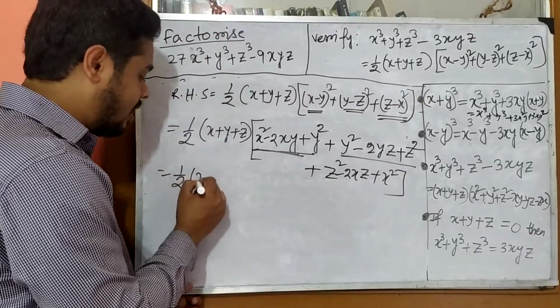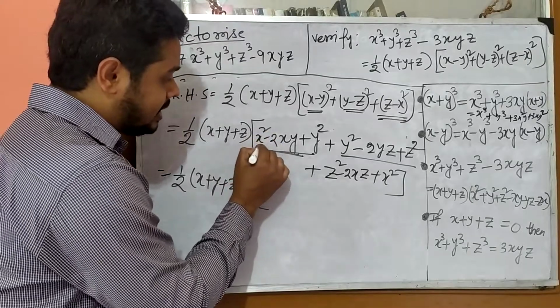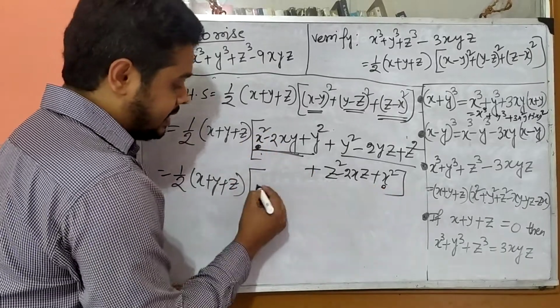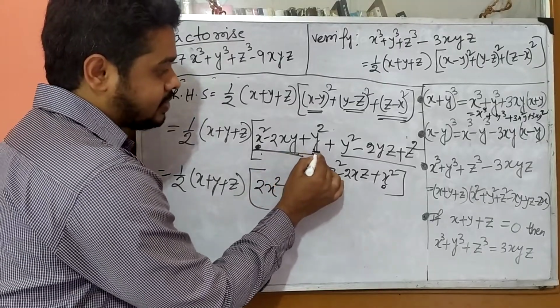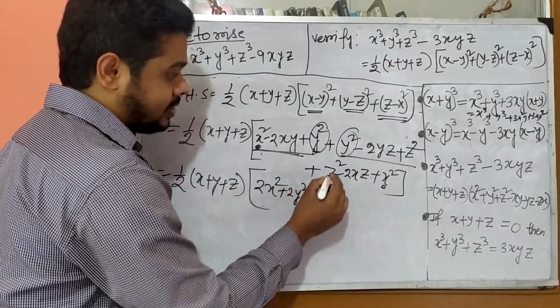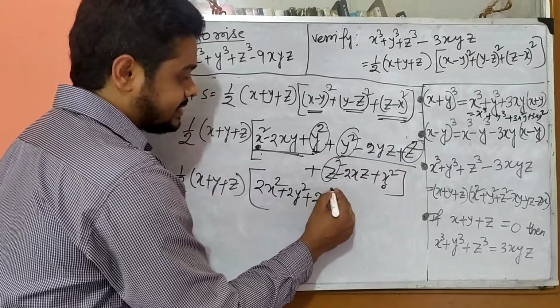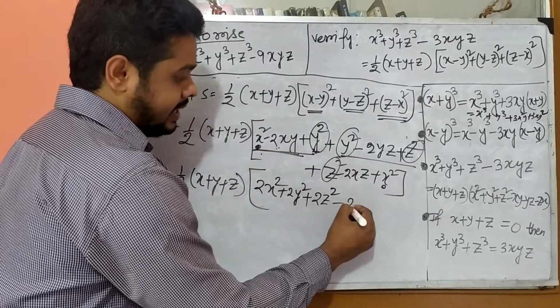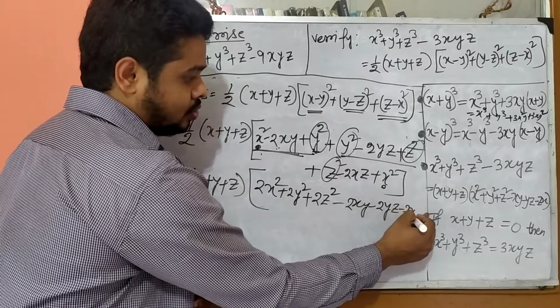Then half of x plus y plus z. How many x square are there? This one. That means 2x square. After that, how many y square are there? This one. That means 2y square. How many z square are there? 2. That means 2z square. After that, this one, minus 2xy minus 2yz minus 2xz.